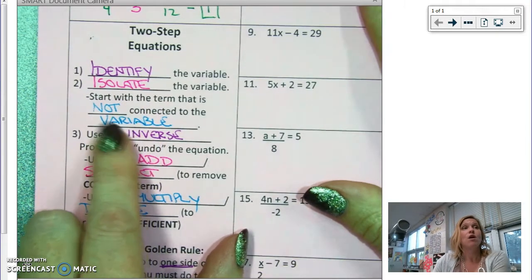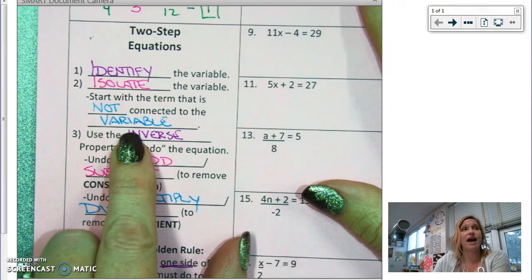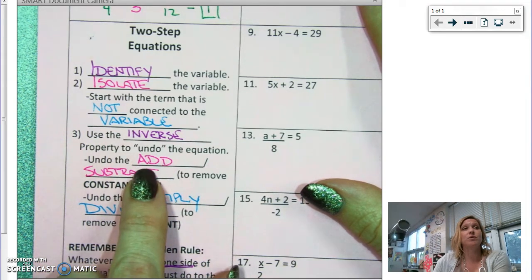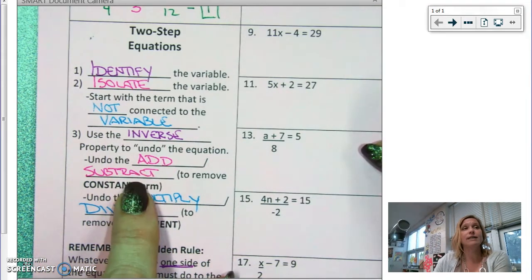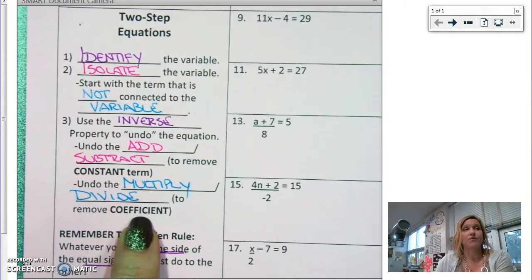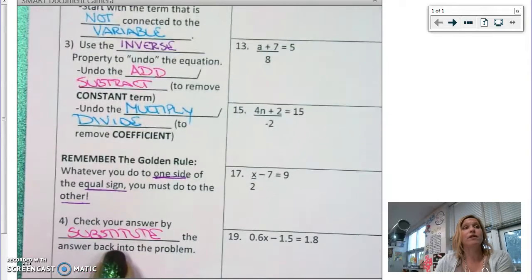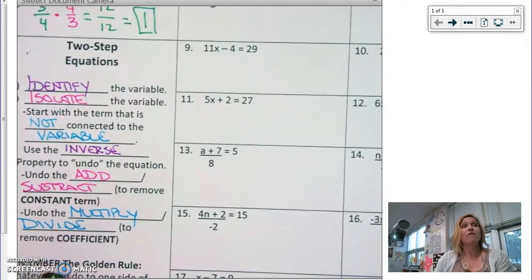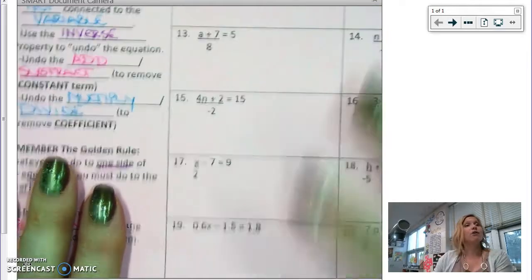So we always start with the number that's not attached to the variable. That means we're going to do the inverse operations, getting rid of all the adding and subtracting to get rid of the constant. Then we're going to undo all multiplication and division to get the coefficient by itself. Remember, whatever we do to one side, we do to the other, and we can substitute to check our answers for every single one. So we have a whole bunch of problems that we are going to walk through.